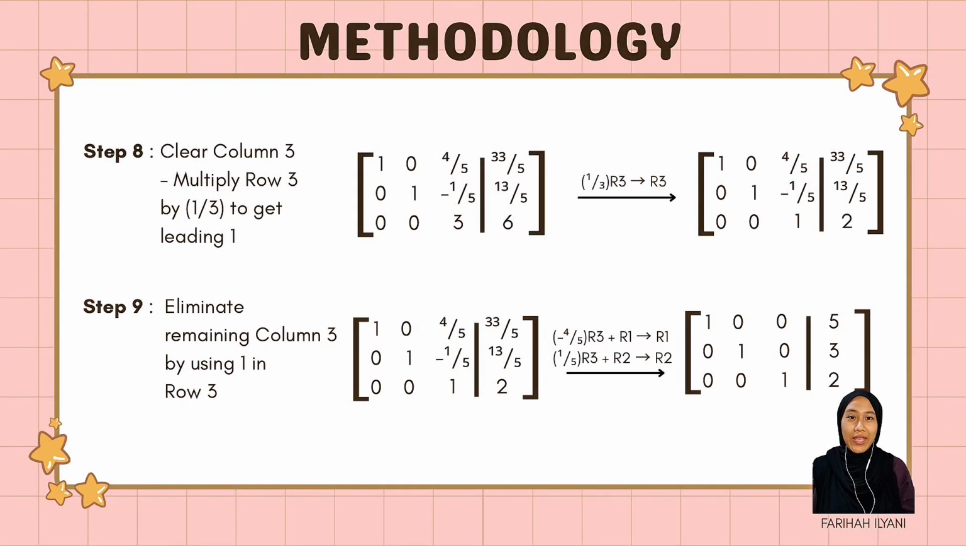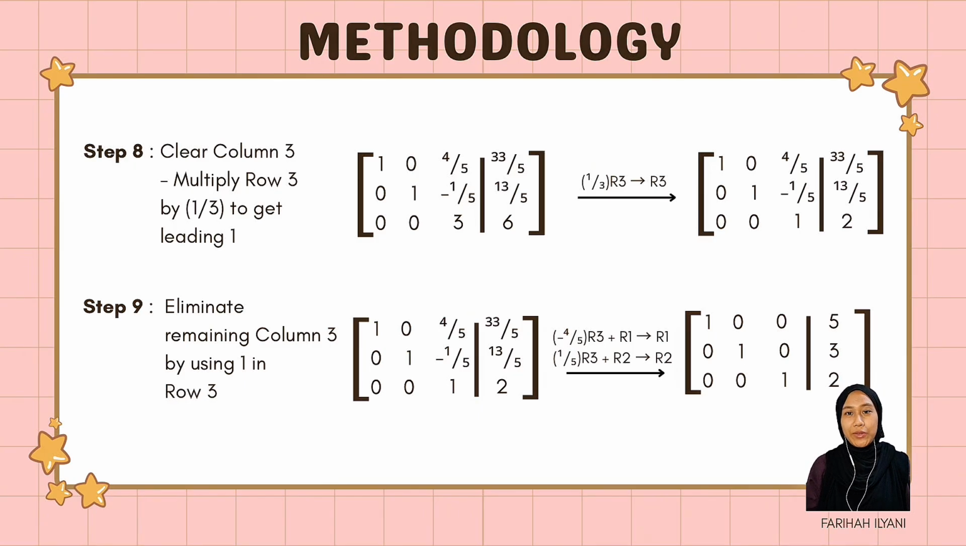Moving on to step 8, our goal is to get a leading one in the third row. So we multiply the entire row 3 by 1/3, which changes our matrix entry to 1 and the constant to 2. Next, in step 9, we use this new leading one to completely clear column 3. We perform two row operations at once.